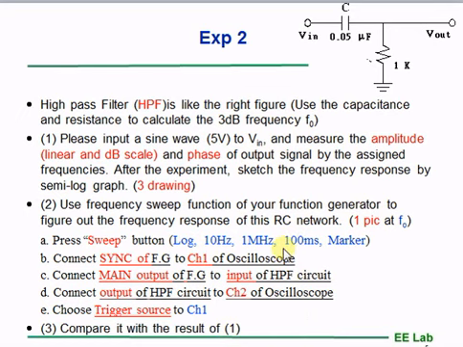The result figure will be the amplitude frequency response. Compare it to the linear amplitude frequency response in the first part of this experiment.